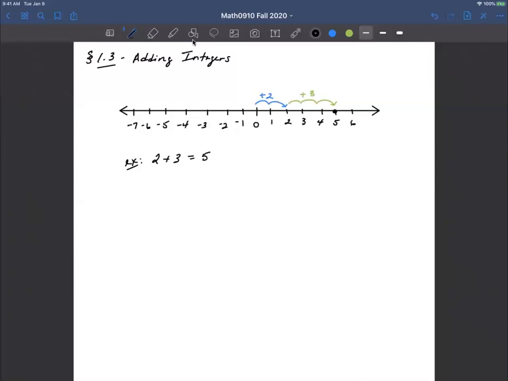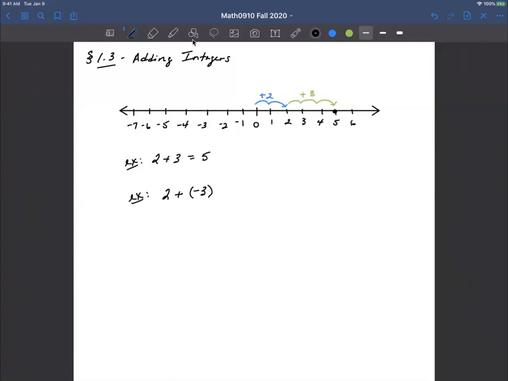Now you might be saying, okay, what's the big deal with that? Why am I doing this on the number line? Why wouldn't I just add that? Because I want you to understand what's happening when you have a negative number thrown into the mix. So let's look at this example. Let's do 2 plus, and I'm going to put this in parentheses just so that we're clear what's negative. So 2 plus negative 3.